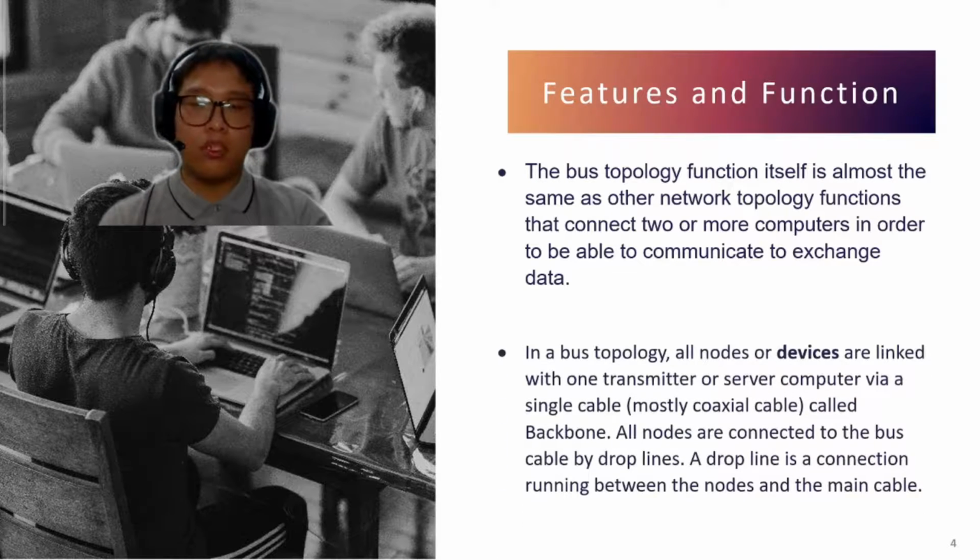In the bus topology, all nodes or devices are linked with one transmitter or a server computer via a single cable, mostly coaxial cable, called the backbone. All nodes are connected to the bus cable by drop lines. A drop line is a connection running between the nodes and the main cable. That is all you need to know about the features and functions of the bus topology.